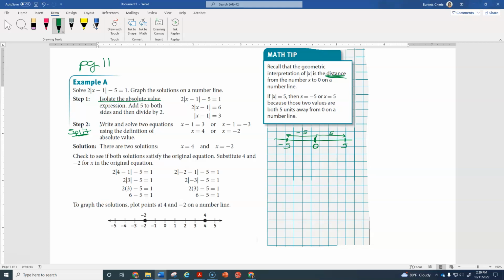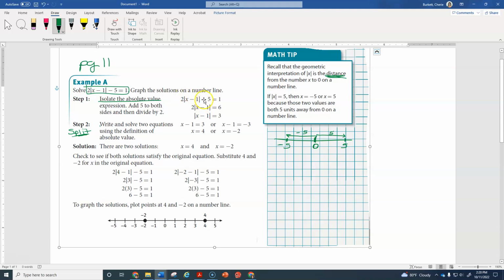Now, step number 1 says isolate the absolute value expression, because this expression right here, this equation, doesn't really make a lot of sense to us mathematically, and that is simply because it's not solved for the absolute value. So with all of these other things on there, we're going to learn later that those are transformations. What we need to do before we can make sense or interpret this equation right here is to isolate the absolute value bars. So that means get rid of anything that's on the outside by doing the opposite.